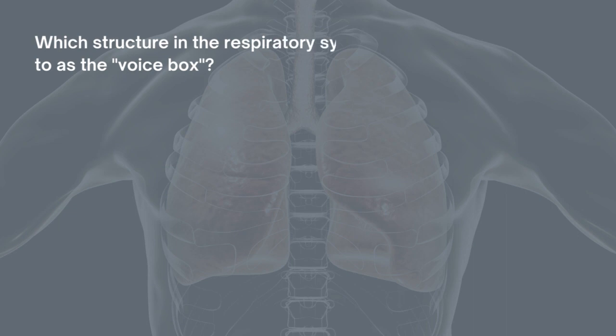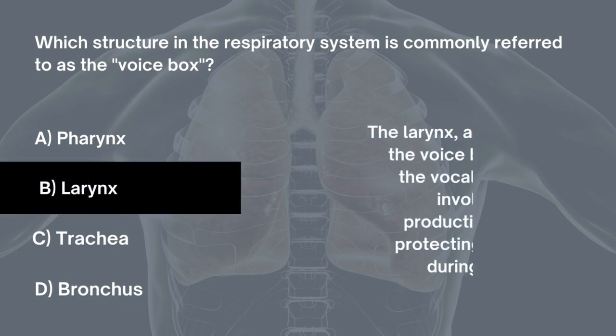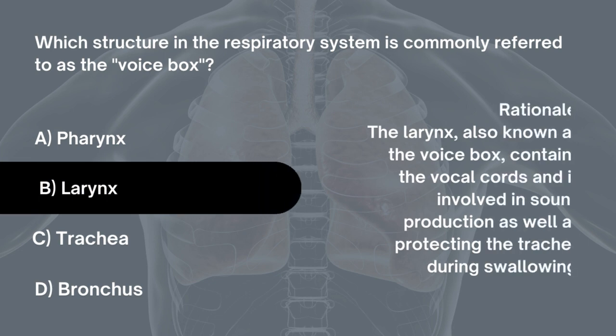Which structure in the respiratory system is commonly referred to as the voice box? A. Pharynx. B. Larynx. C. Trachea. D. Bronchus. Rationale. The larynx, also known as the voice box, contains the vocal cords and is involved in sound production as well as protecting the trachea during swallowing.